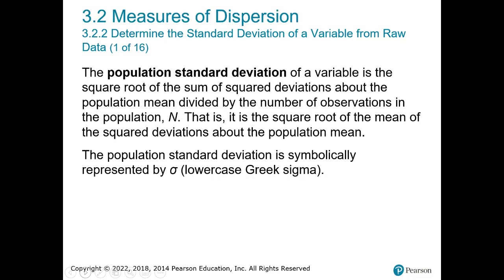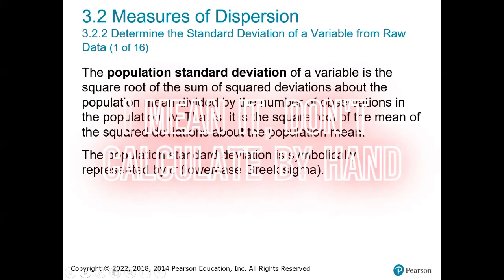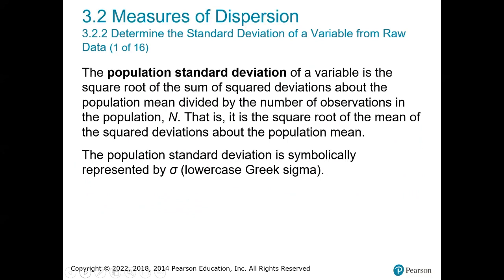The next measure of spread is called the standard deviation. Just like a mean, we can have a population and a sample standard deviation. The difference is the formulas are slightly different. I am going to show you how you would calculate it by hand, but it is a mess to calculate by hand. So please, please, please do not ever calculate standard deviation by hand. The likelihood that you are going to make a mistake is very high because there are lots of steps involved in calculating a standard deviation by hand. So I will always tell you to go to StatCrunch to calculate a standard deviation.